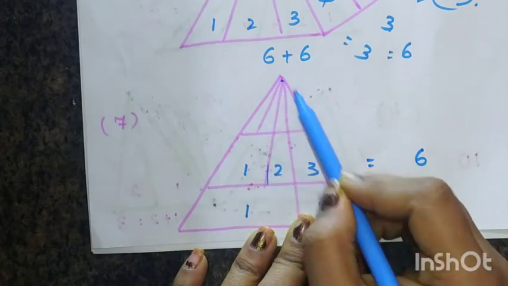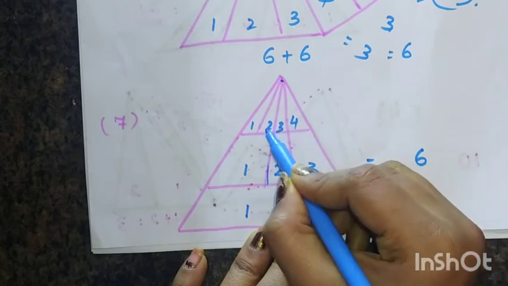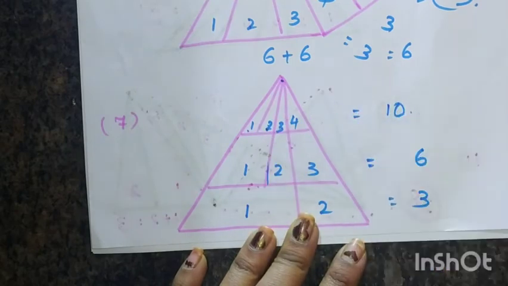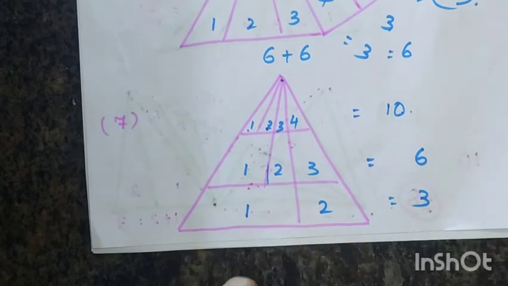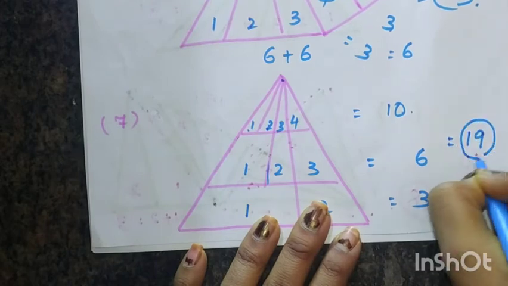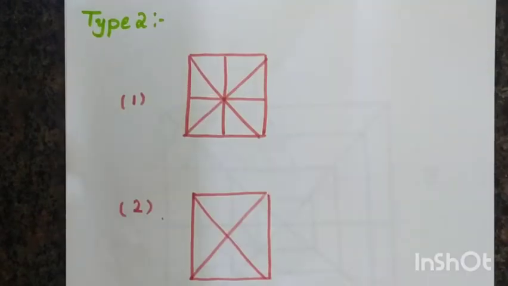I take now this triangle. 1, 2, 3 and 4. 4 plus 2 is 6. 6 plus 1 is 7. 7 plus 3 is 10. Now add. 10 plus 6 is 16. 16 plus 3 is 19. So hence 19 triangles in this figure. So that was type 1. Now type 2.